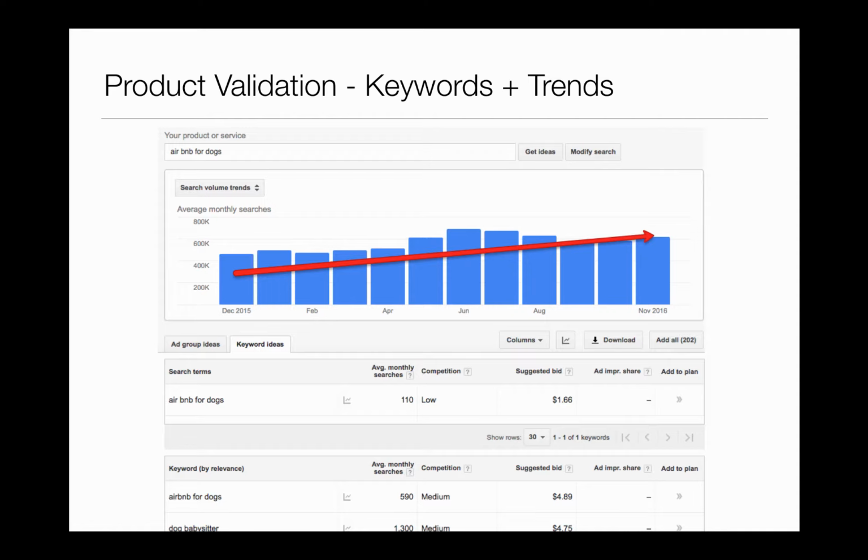And if you see down the bottom there, Airbnb for dogs has 590. So this is probably a growing niche. It might be worth doing some more research on this and actually trying to run some validation tests on this, because there might be something here.